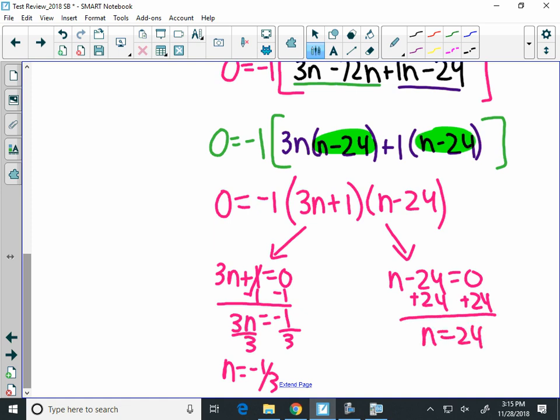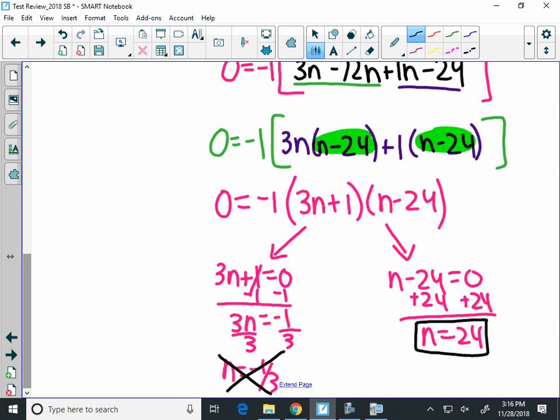So I have two options. Let's think about which one the answer is. N is the term number. The term numbers are always 1, 2, 3. They're counting numbers, and they're positive. This is negative, and it's a fraction, so that's actually not going to be an answer. It's just throw it out the window. It's an extra solution.